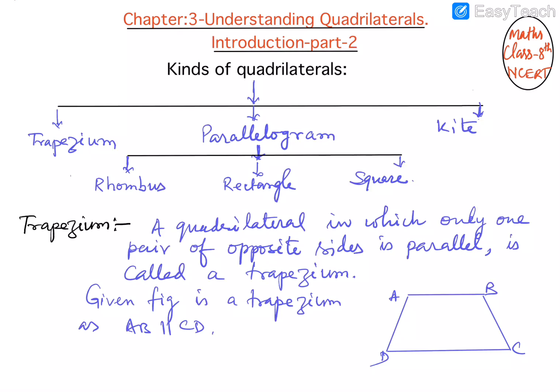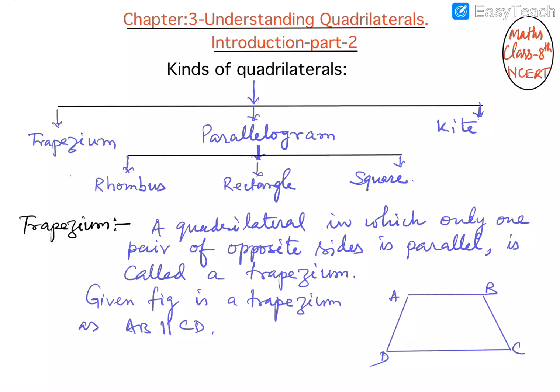This is the T diagram showing the kinds of quadrilaterals. Number 1, trapezium, then parallelogram, then kite. Further, parallelogram is classified as rhombus, rectangle and square. It means rhombus, rectangle and square are special types of parallelograms.